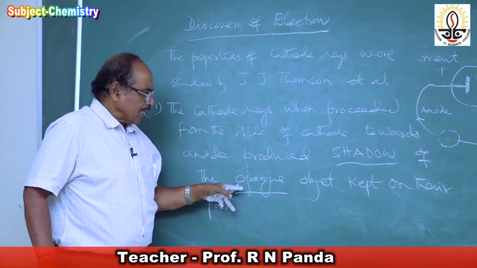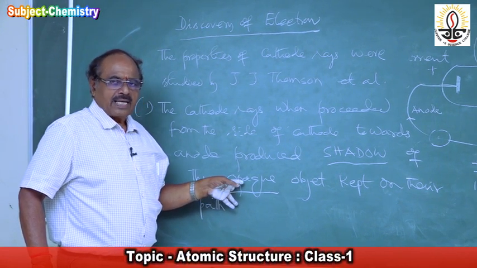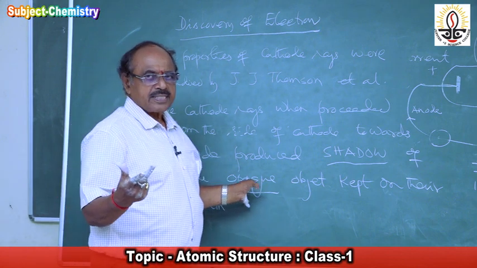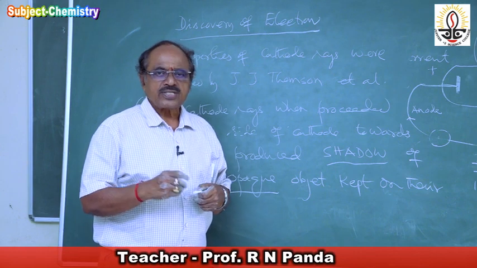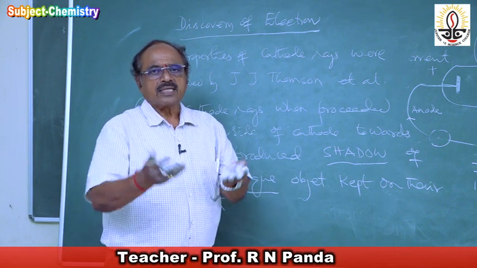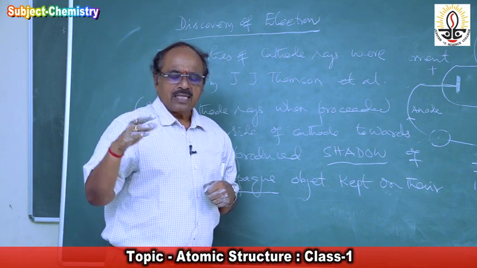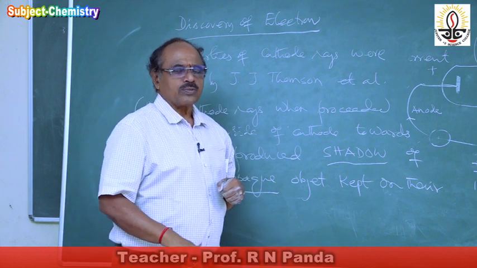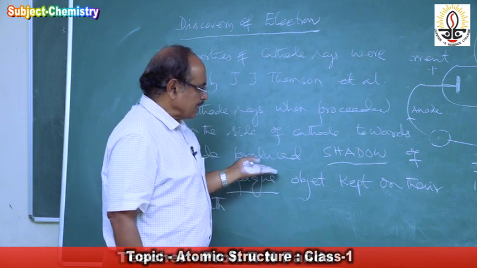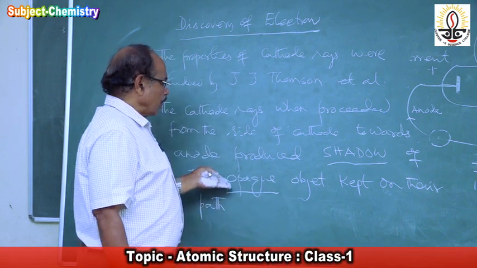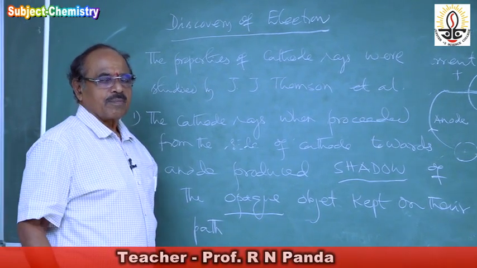What is an opaque object? An object which does not allow the passage of light. Any substance which allows light to pass is called transparent. Any surface which reflects the light, like a mirror, is a reflecting surface. And if light goes through a glass slab, we call that phenomenon refraction. But here, the opaque object does not allow the light to pass, and they found a shadow of the opaque object.